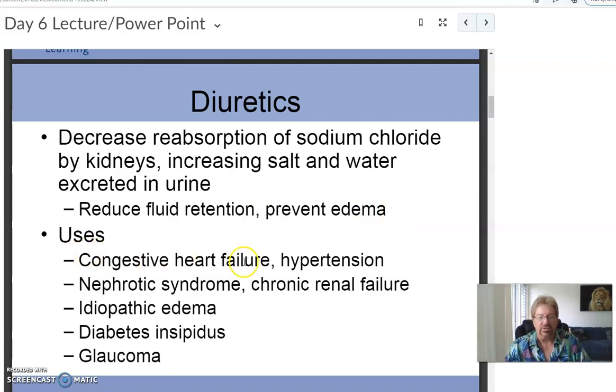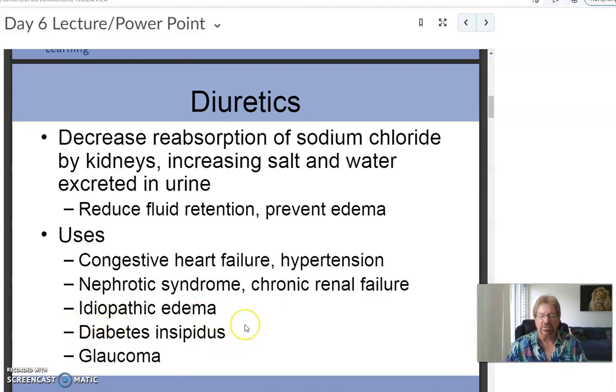Uses: CHF, congestive heart failure. Why? It can't keep up with that fluid, so if you can diminish some of the fluid in the system, it takes some of the strain off the heart. Hypertension, high blood pressure, same thing. The more fluid, the more pressure. Nephrotic syndrome, which is a kidney disease. Chronic renal failure. Idiopathic edema. What does the word idiopathic mean? Of unknown origin. You're just swelling up for some reason.